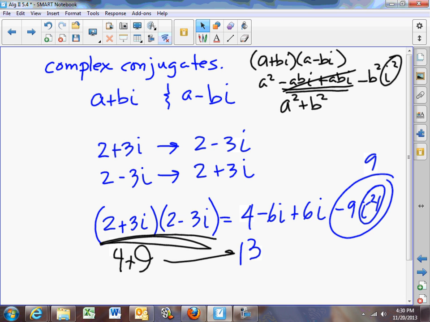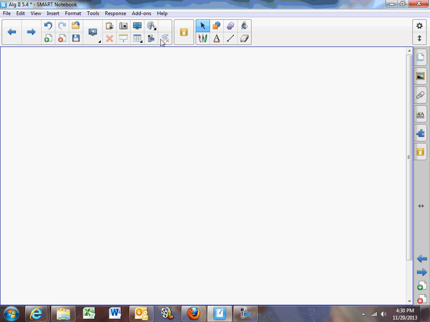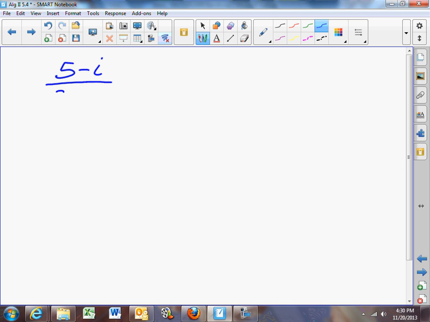Now that's going to be very important, because one of the things that we're going to want to do is divide. So let's say, for example, I have 5 minus i over 3 plus 4i. And I want to divide 5 minus i by 3 plus 4i. Now, guys, mathematically, it's not going to be right to leave any imaginary number or any complex number in the denominator. Those denominators have to be made real.